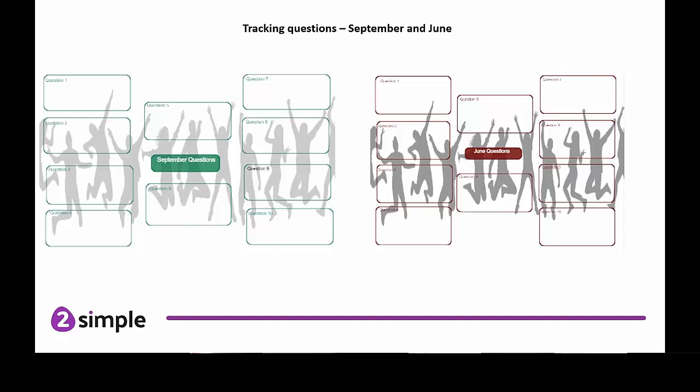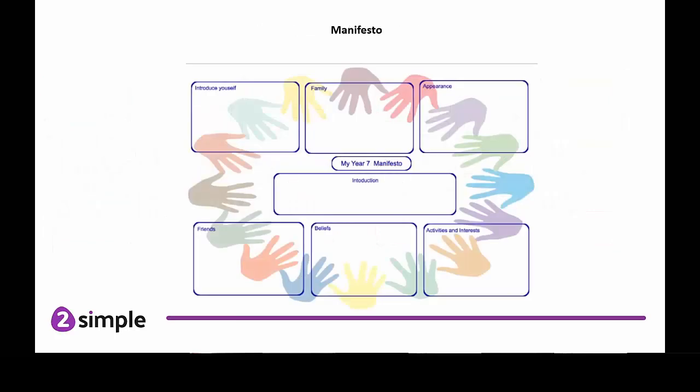The next activity is tracking questions, which links to how much Anne changed during her time in hiding. Here we have the same questions answered in September and in June, and the pupils can compare the answers and think about why they're the same and why they're different. The third and final activity was the Manifesto. This links to the impact that war had on Anne, and the fact that she had a strong belief about how others should be treated.